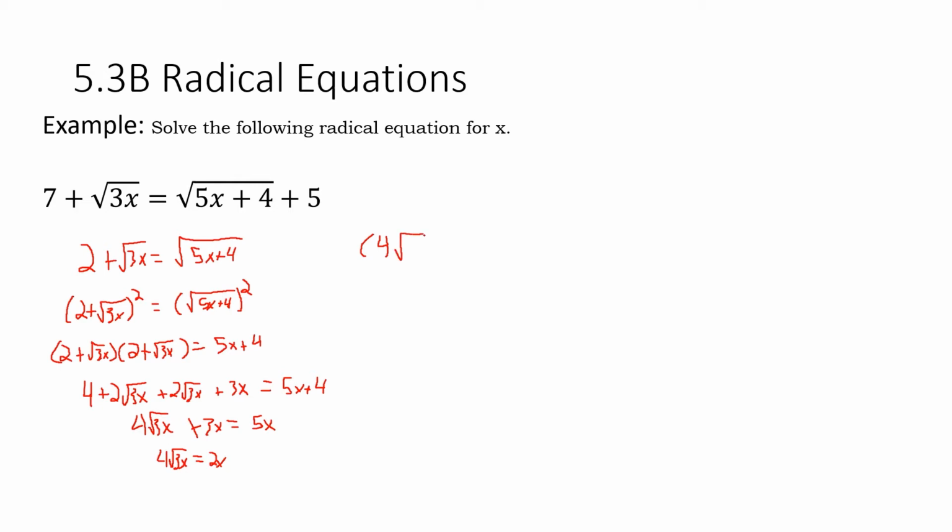So 4 root 3x squared equals 2x squared. So when you're squaring a binomial, you need to multiply the whole binomial with the whole binomial. When this is a monomial, though, this is just one term. So this is 4 root 3x times 4 root 3x.